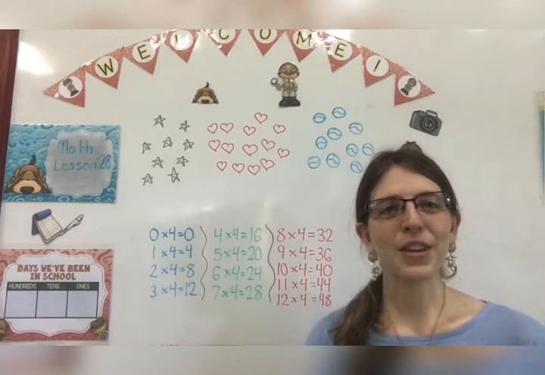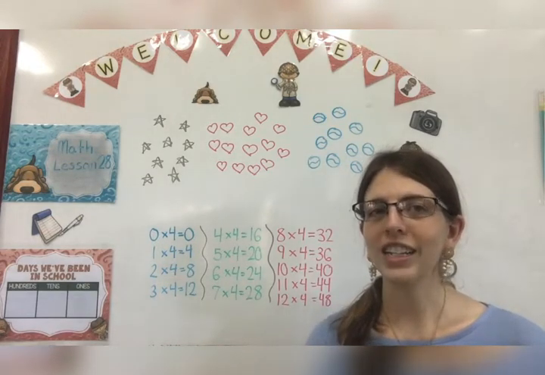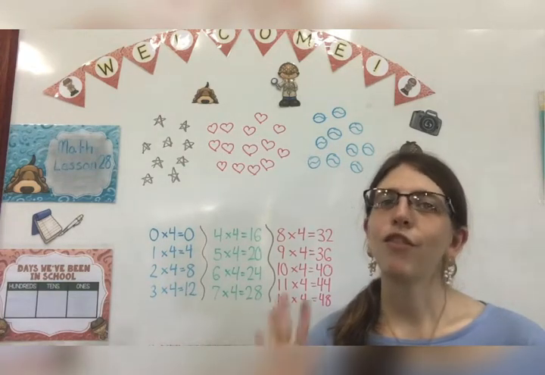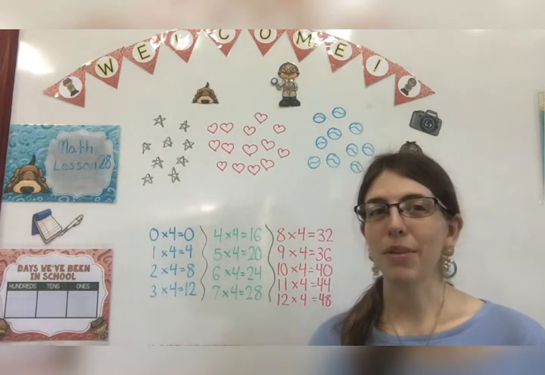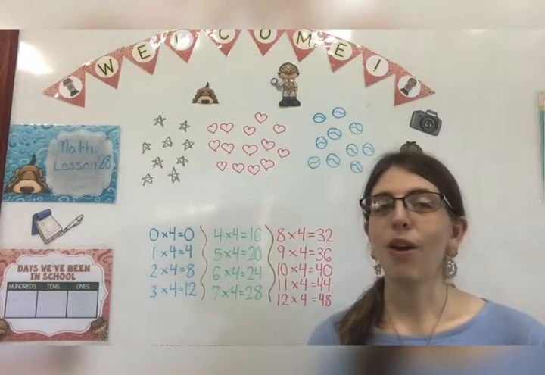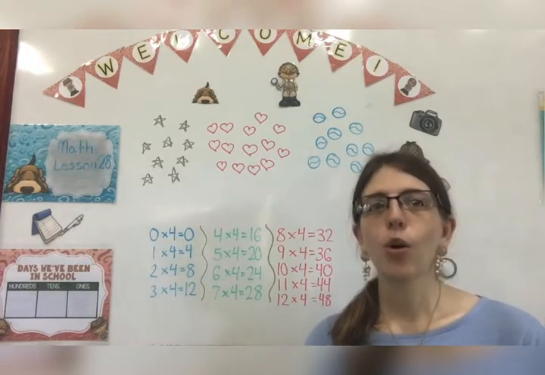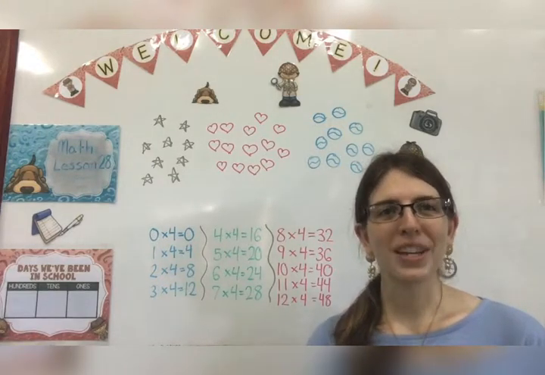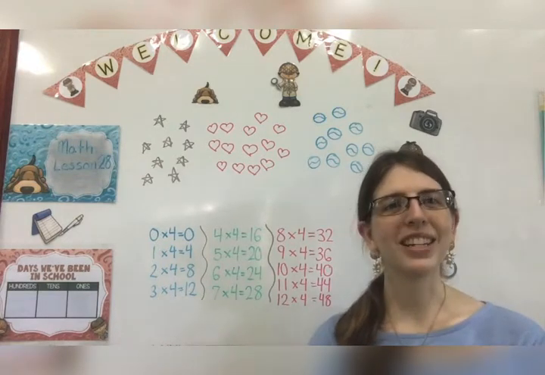Okay, now let's review your shapes. We are going to talk about all of the four-sided shapes. So all the shapes that have four sides. Shapes that have four sides, remember they have a special name. Do you remember? We call them quadrilaterals. That's a big word, isn't it? Quadrilaterals. Say that with me. Quadrilaterals.